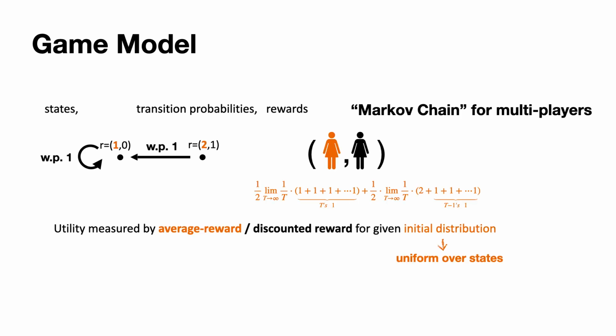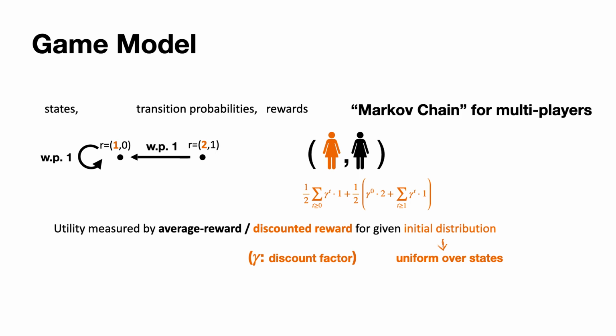Given an initial distribution, the notion of average reward computes the long-term average of instant rewards that the player receives throughout the process. As an example, we show here how to compute the average reward for the first player. On the other hand, the discounted reward computes the infinite sum of discounted rewards, where we discount more for steps further in the future. Here we give an example to compute the discounted reward utility for the first player.